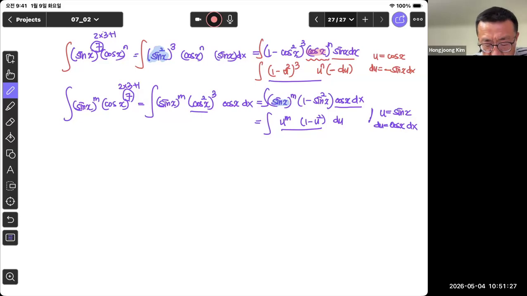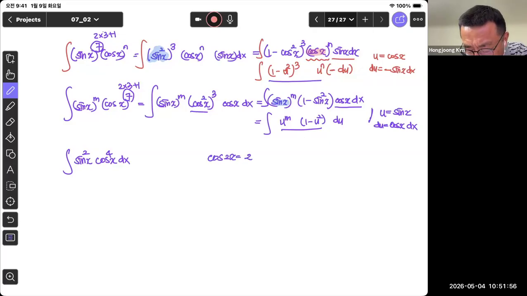And what happens if these powers of sine and cosine are all even? Say sine x squared and cosine x to the fourth dx. In that case, I need to use this formula. Cosine 2x will be 2 cosine x squared minus 1, or 1 minus 2 sine x squared.